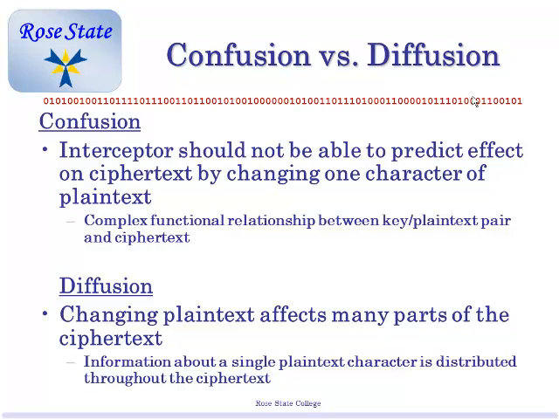Okay. Confusion versus diffusion. Confusion says interceptors should not be able to predict the effects on the ciphertext of changing one character in plaintext. I mentioned that already. So I should not be able to change the third value, increase it by 1 letter, and see a specific character in the ciphertext increased by 1 letter. I want it where if I change 1 character in the plaintext, it changes 87 characters of ciphertext.